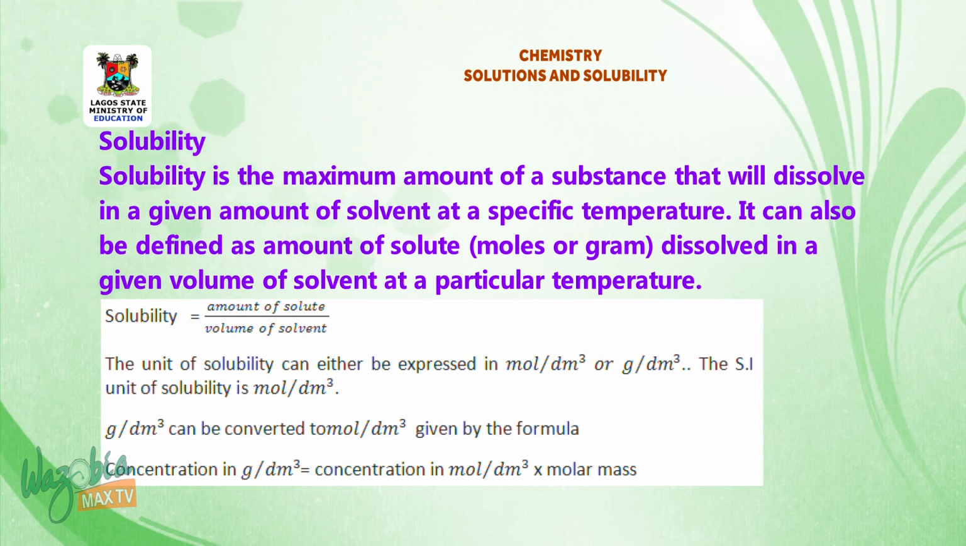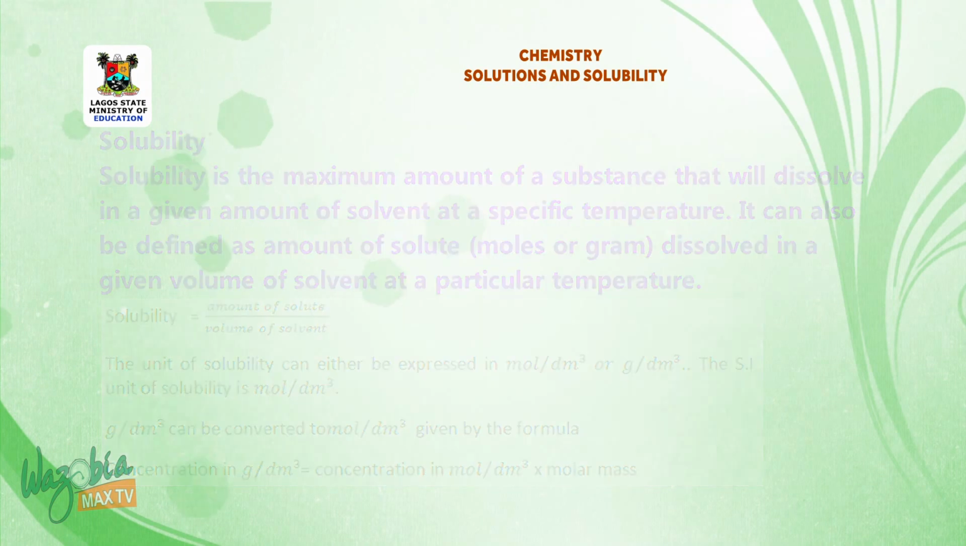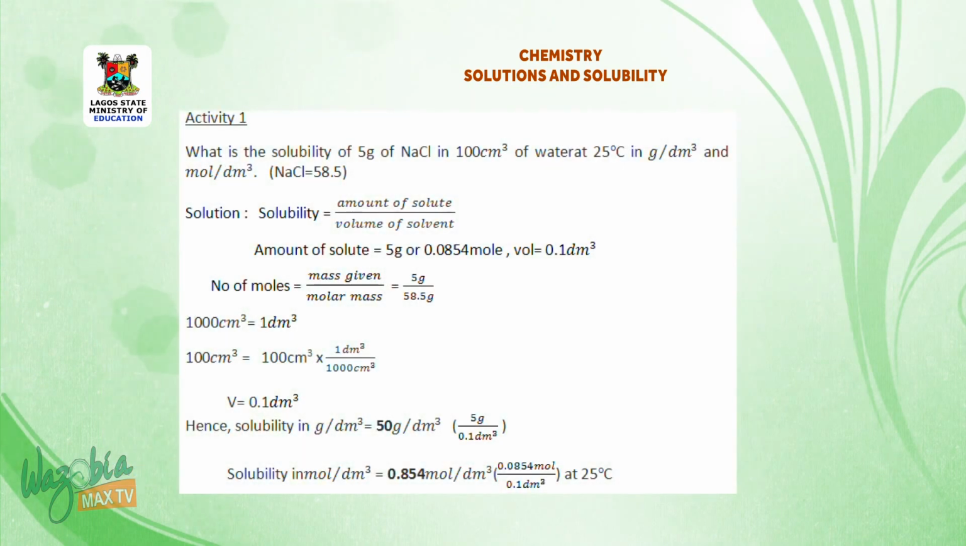Grams per dm cube can be converted to moles per dm cube using the formula: concentration in moles per dm cube times molar mass. Now this is a question for you. What is the solubility of 5 grams of sodium chloride in 100 cm cube of water at 25 degrees Celsius, in grams per dm cube and moles per dm cube, given that the molar mass of sodium chloride is 58.5 grams?